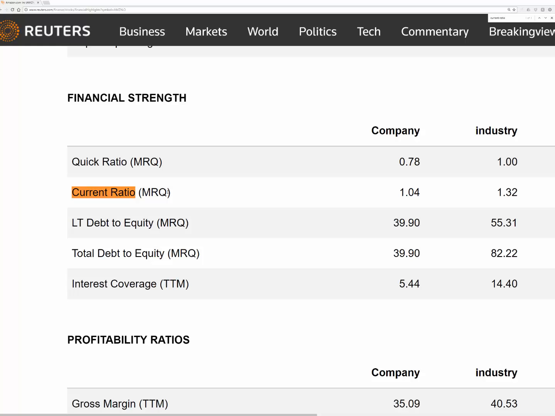Because remember, publicly traded companies, which means they have a stock on like the New York Stock Exchange or the NASDAQ, have to release their financial statements quarterly. So notice we've got a current ratio, and here's the current ratio for Amazon. And then here's the current ratio for the industry.